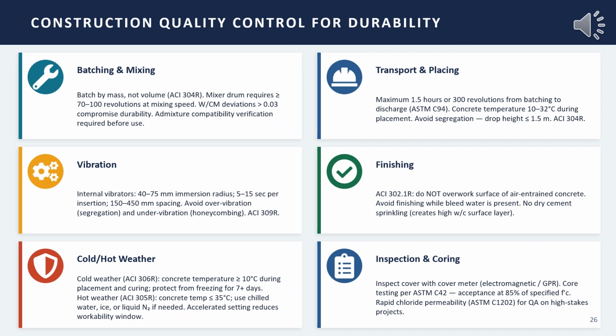Regarding inspection, you can use electromagnetic cover meters to verify the rebar cover before and after pour. Concrete testing per ASTM C42, accept at 85% of specified strength for cores. For high stakes projects, specify the rapid chloride permeability test, ASTM C1202, as a lot acceptance test.